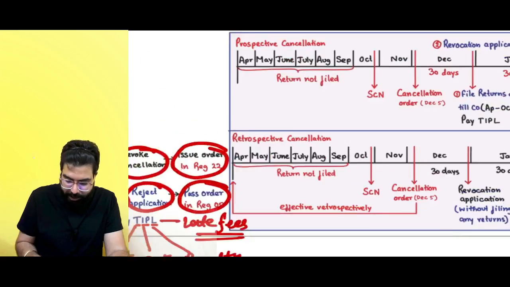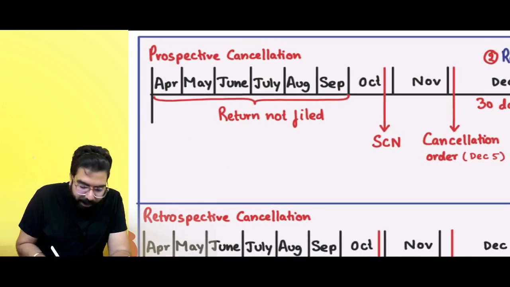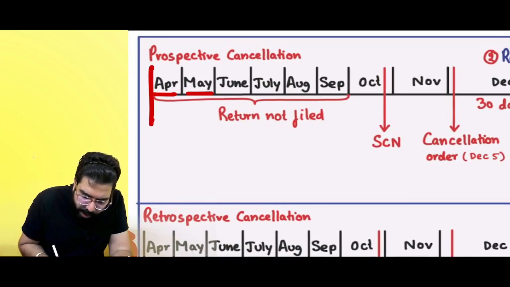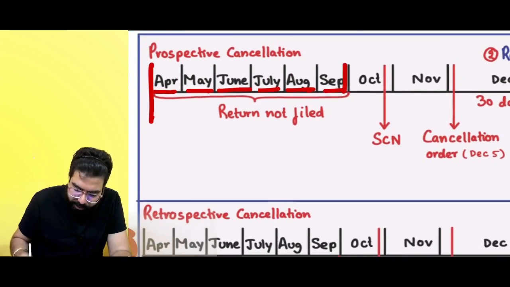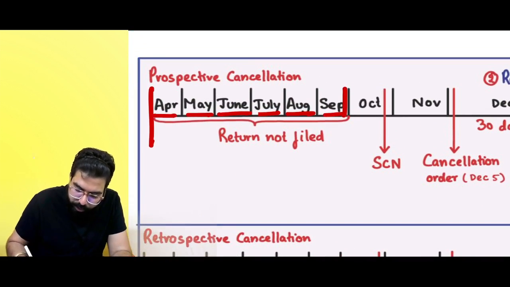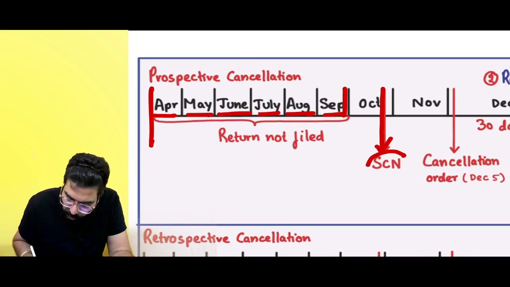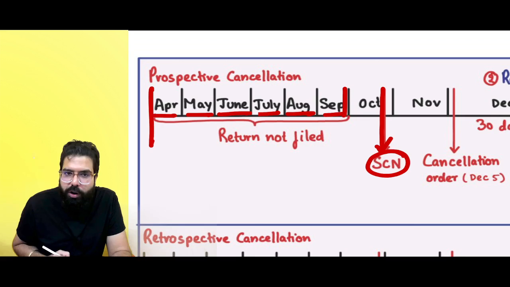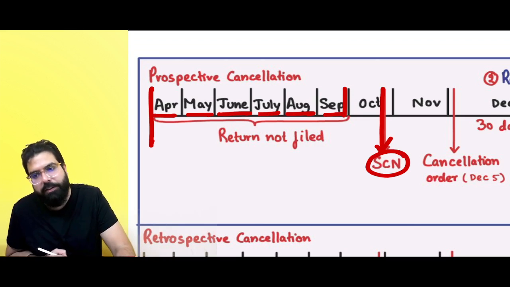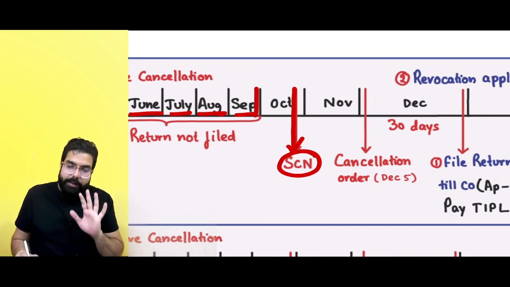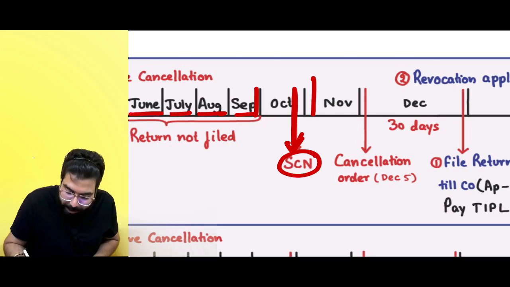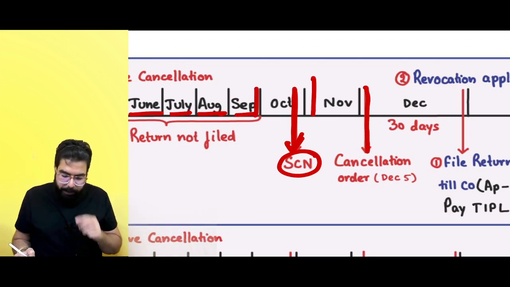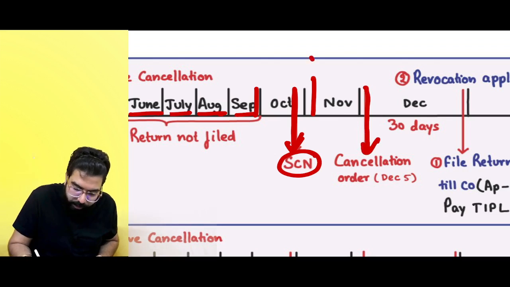Everyone listen to me very carefully. A person did not file his return for 1 month, 2 months, 3 months, 4 months, 5 months, 6 months. What will happen now? If you don't file your return for 6 months, they will issue you a show cause notice: show me the cause why I should not cancel your registration, you are not filing your return. Okay, sir. Point is clear. Now, they will issue your show cause notice. You will have to reply. Once you reply, they will issue you a cancellation order. Okay, sir.